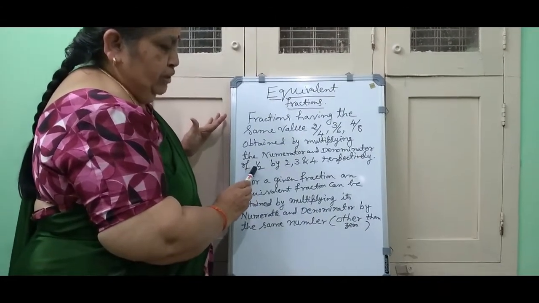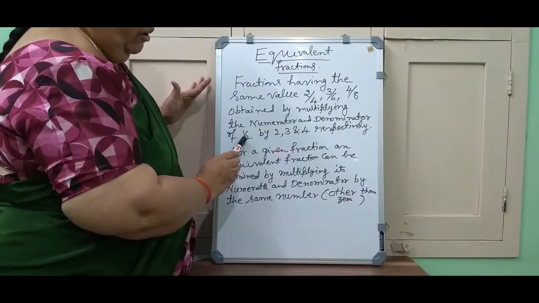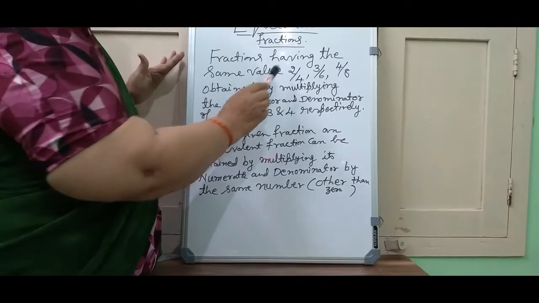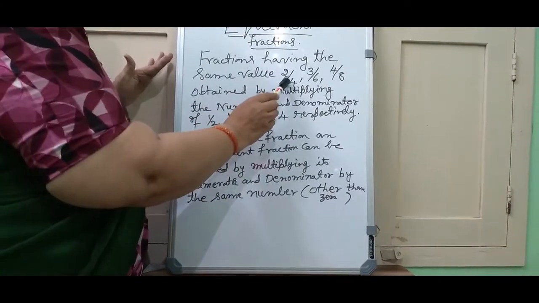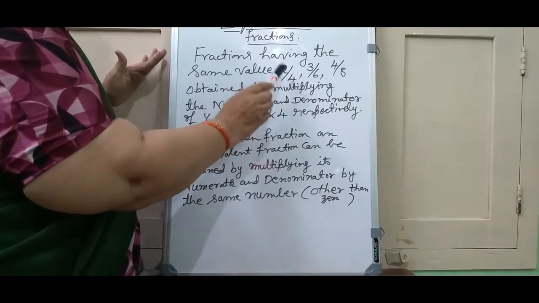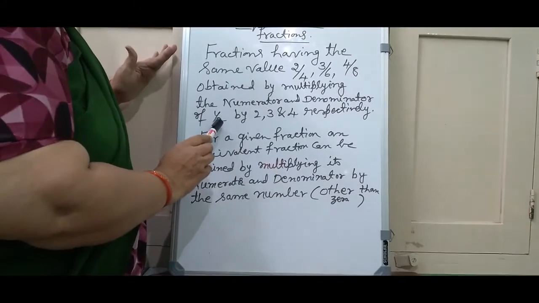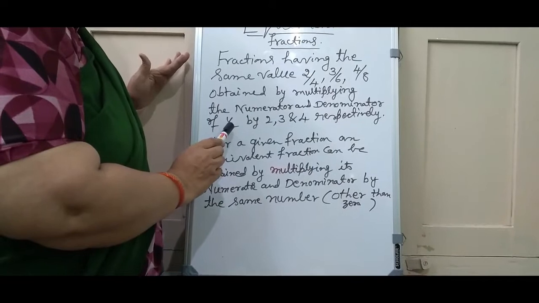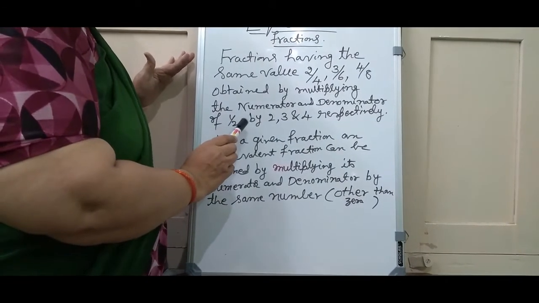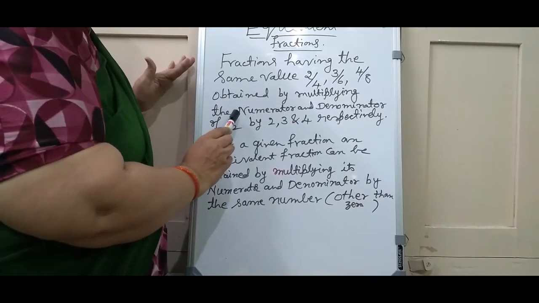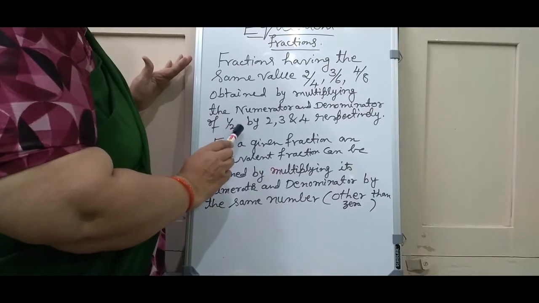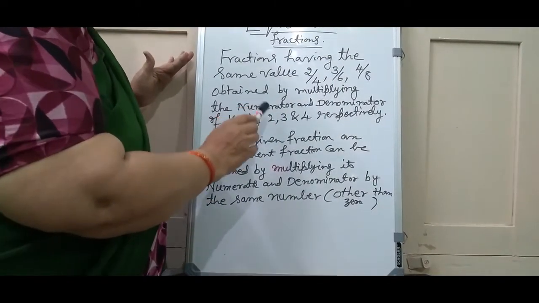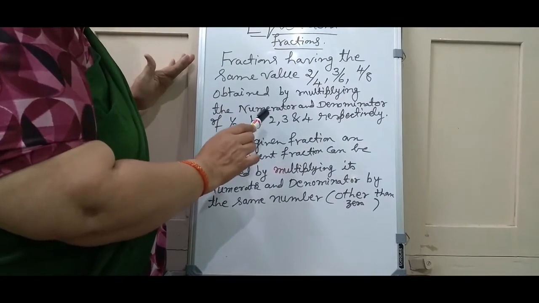Here half is the original fraction, and here it is 2 ones are 2, again 2 twos are 4. 2 by 4 is an equivalent fraction for half. Again 3 by 6 is got by multiplying by the same number 3. That is, numerator and denominator we are multiplying. Again 4 by 8 also we are getting by multiplying by the same number.